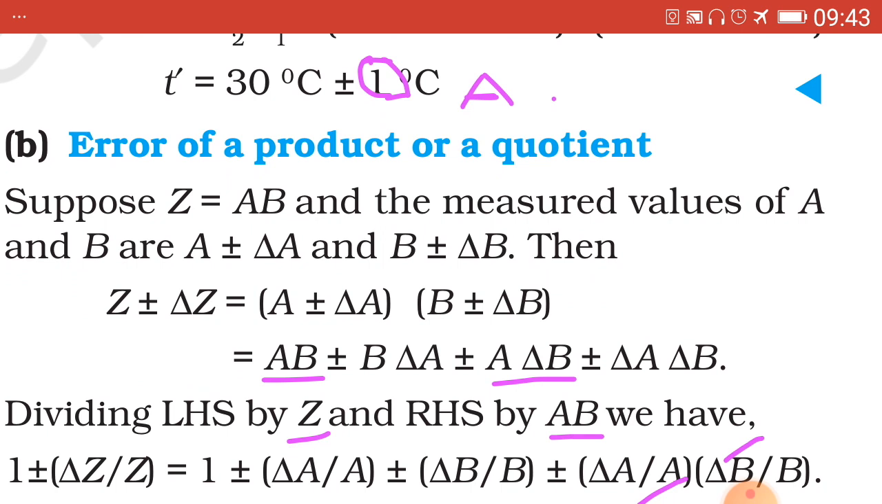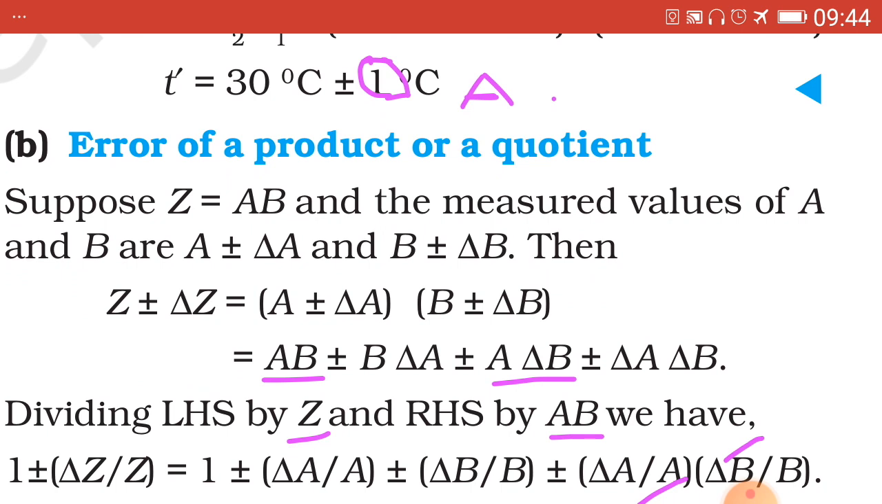Now B part. Error of a product or a quotient. Suppose Z equal to AB is the product and the measured values of A and B are A plus minus delta A and B plus minus delta B.